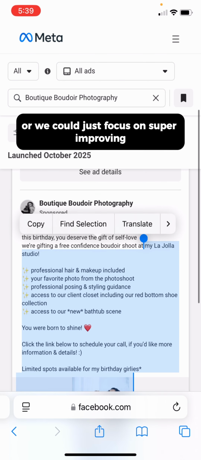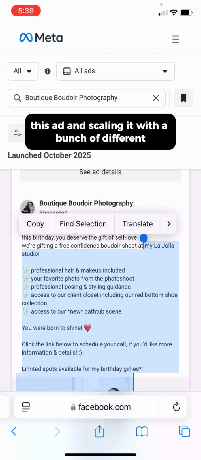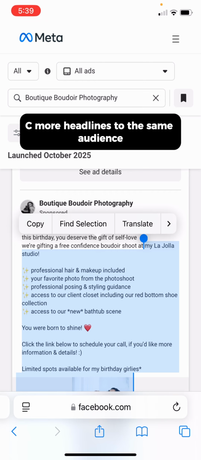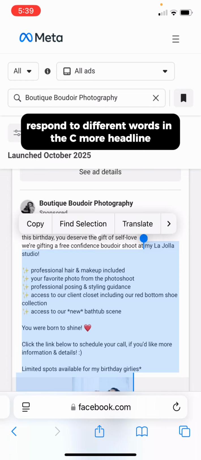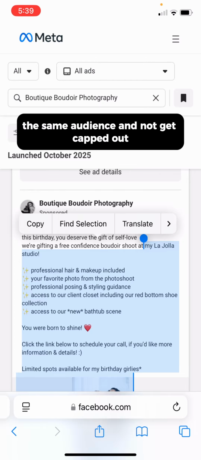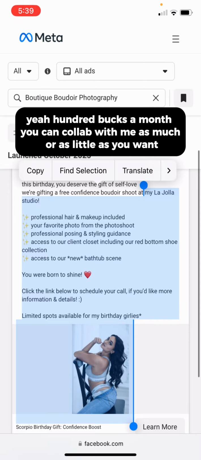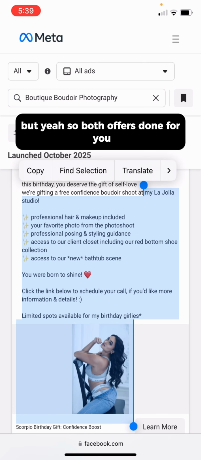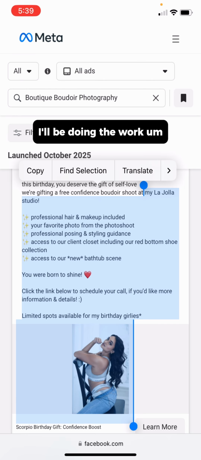Or we could just focus on super improving this ad and scaling it with a bunch of different See More headlines to the same audience. Because different groups of women will respond to different words in the See More headline. So that's how we can scale into the same audience and not get capped out. Yeah, $100 a month. You can collab with me as much or as little as you want. But yeah, both offers are done for you. I'll be doing the work.